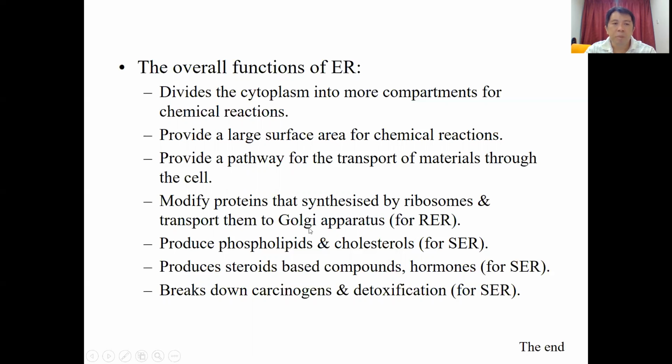And for rough ER, the rough ER is to modify proteins that are synthesized by ribosomes and transported to the Golgi apparatus, as you know, through glycosylation. And the SER produces phospholipid and cholesterol. SER also produces steroid-based compounds, that means the steroid hormones, for example, testosterone, progesterone, estrogens, cortisol. And the SER also breaks down the carcinogens and also detoxifies drugs and alcohol in the liver cells.